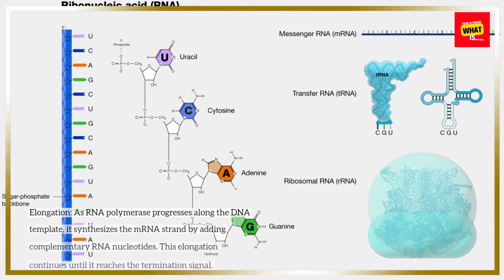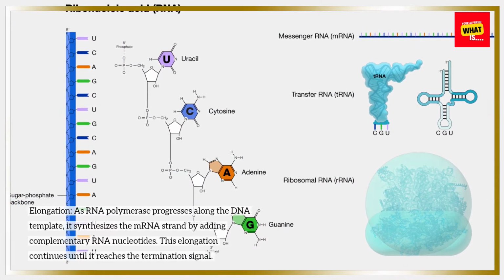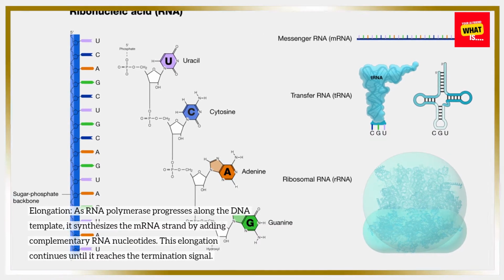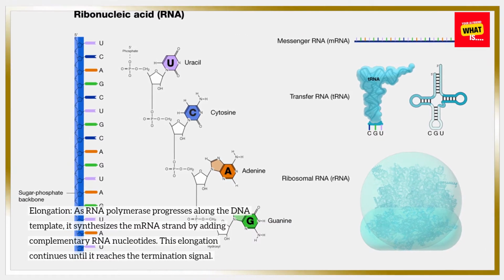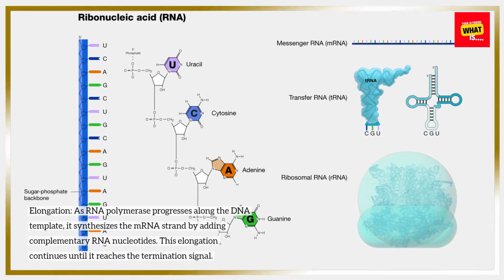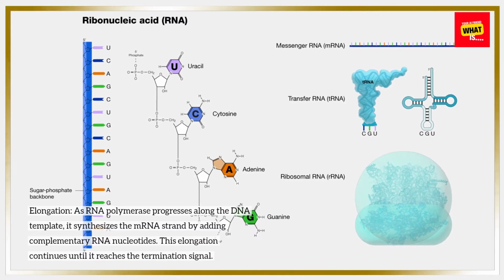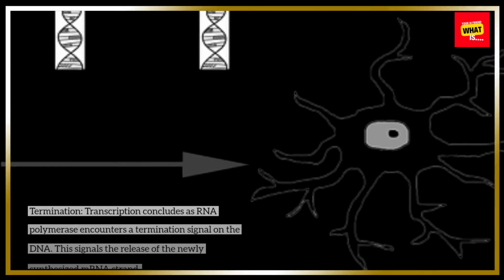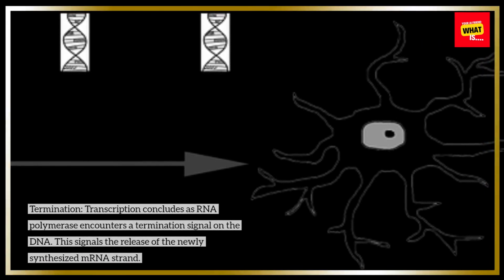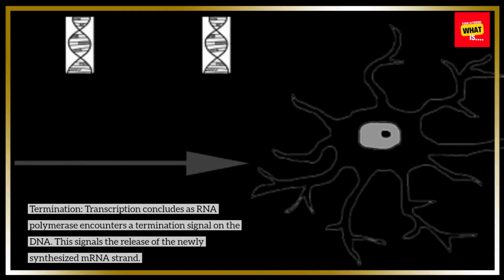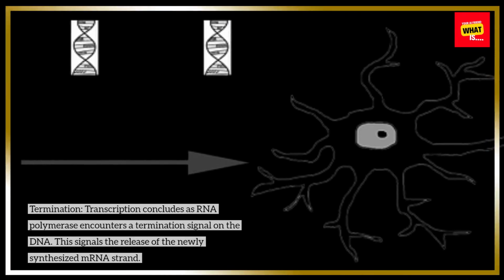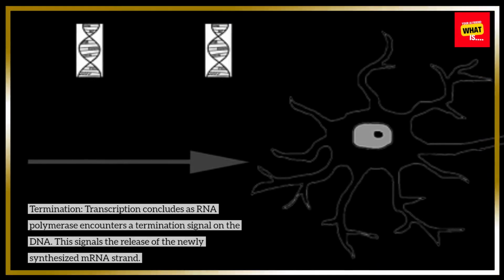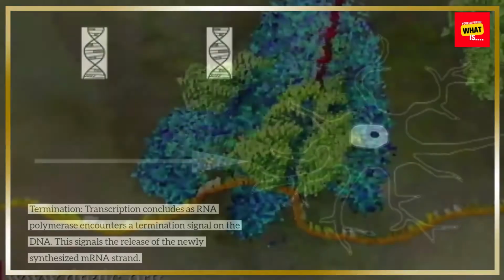Elongation. As RNA polymerase progresses along the DNA template, it synthesizes the mRNA strand by adding complementary RNA nucleotides. This elongation continues until it reaches the termination signal. Termination. Transcription concludes as RNA polymerase encounters a termination signal on the DNA. This signals the release of the newly synthesized mRNA strand.